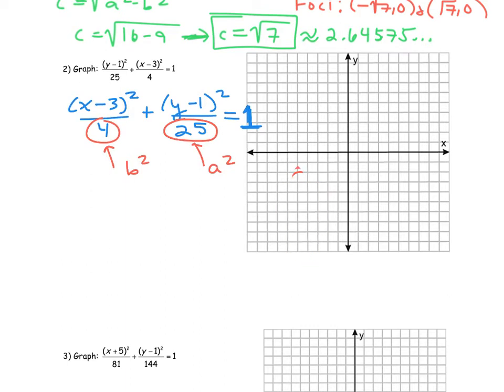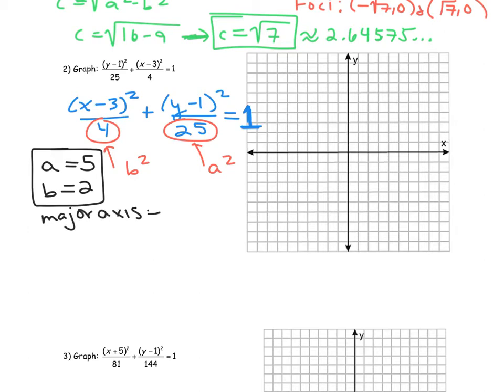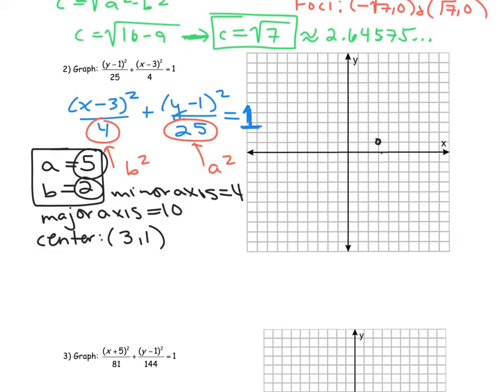All right. So let's see. Well, we know b is going to equal 2 and a is going to equal 5. I'm just square rooting those numbers. Okay. So if I know a is 5, my major axis is going to equal 10, and my minor axis is going to equal 4. Remember, you just double these numbers. Okay. Where is this centered? So the center is at 3, 1. So I'm going to put my center point at 1, 2, 3, 1. So there's the center.